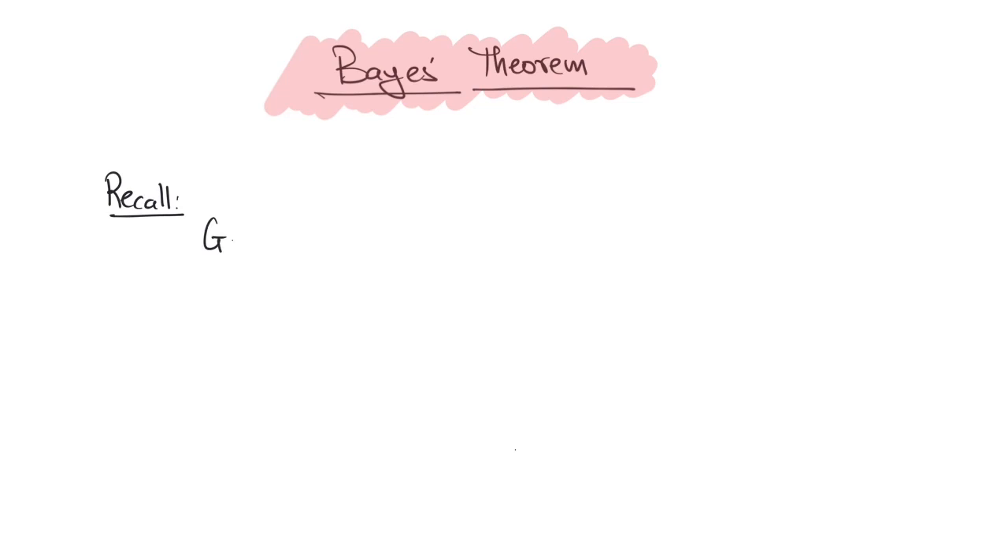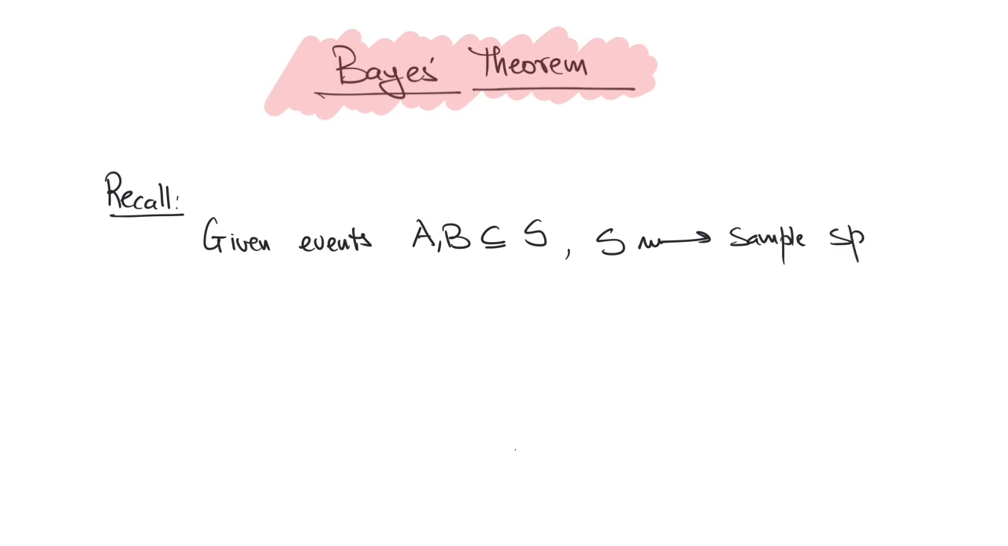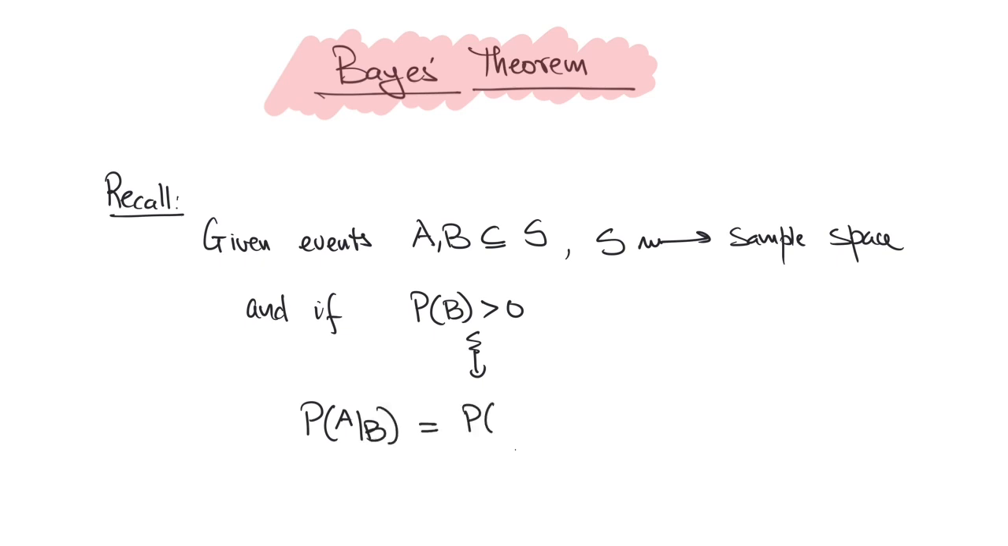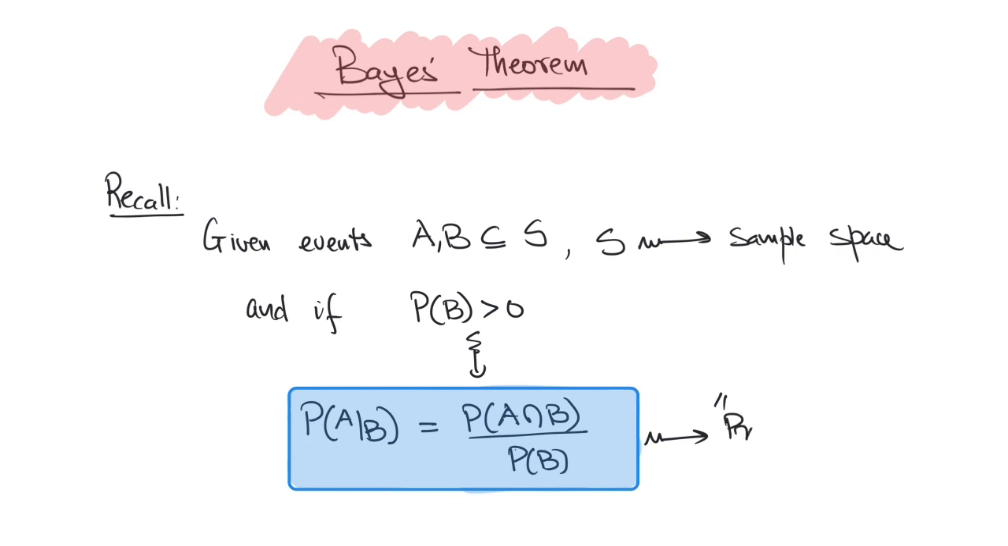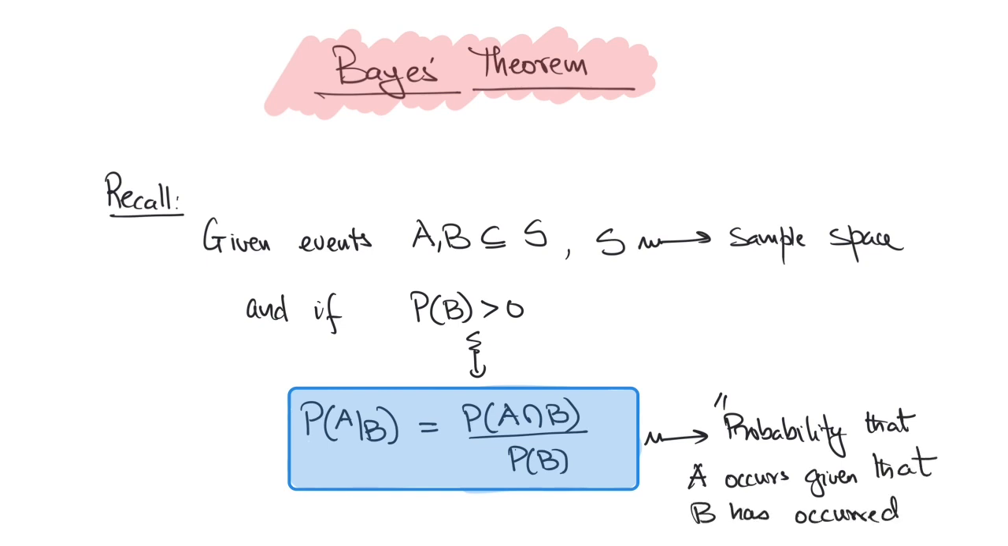Today we will talk about Bayes' theorem. Recall that given two sets A and B, these are events inside the sample space S. And if we know that the probability of B is greater than 0, then we can define the conditional probability of A given B as the probability of A and B divided by the probability of B. This is the probability that A occurs given that B has already occurred.